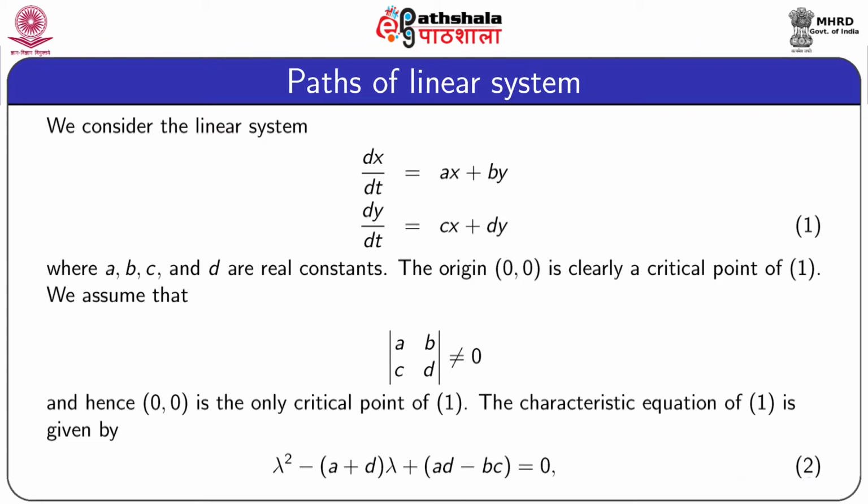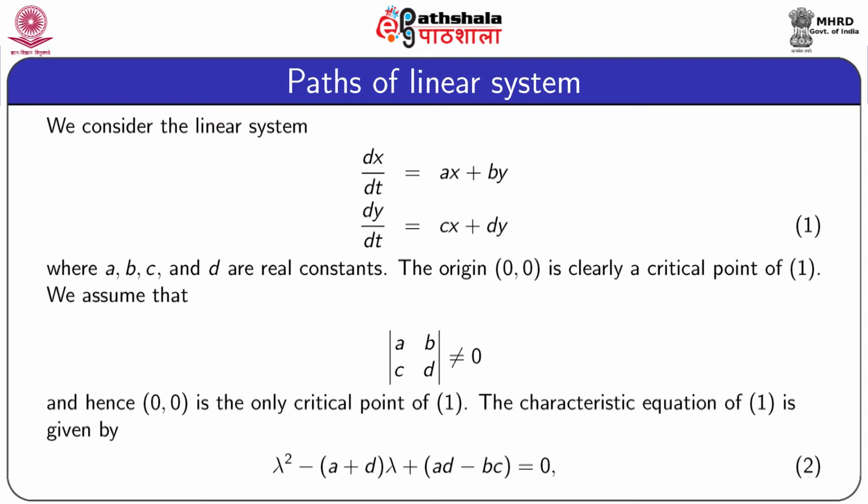Here we consider the linear system of the form dx/dt = ax + by and dy/dt = cx + dy, given by equation 1, where a, b, c, d are real constants. Here (0, 0) is clearly the critical point of the linear system 1, and we assume that the determinant |a b; c d| is not equal to 0, and hence (0, 0) is the only critical point of 1.